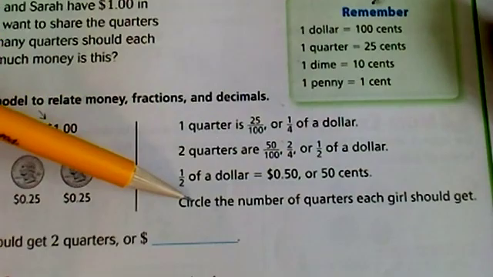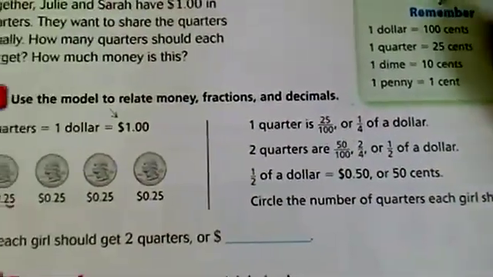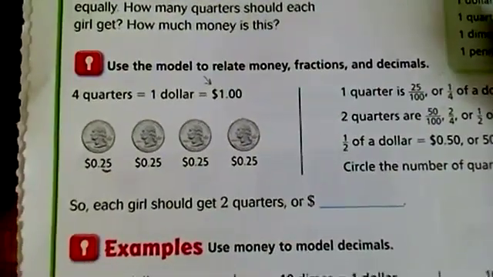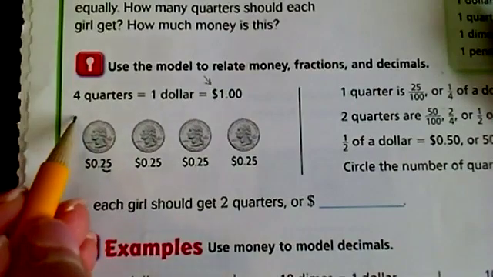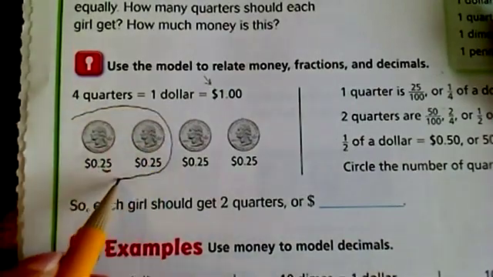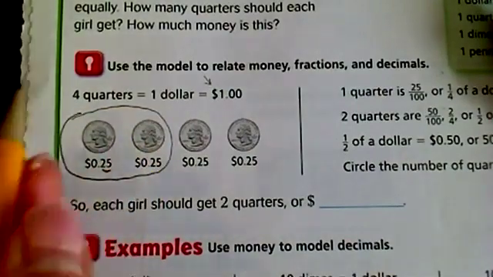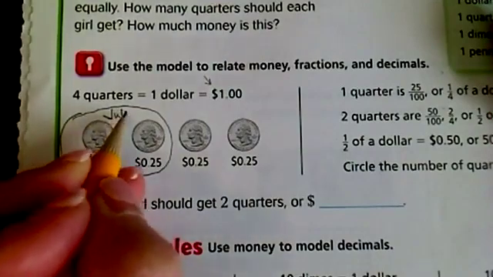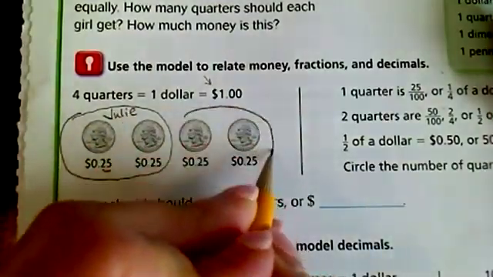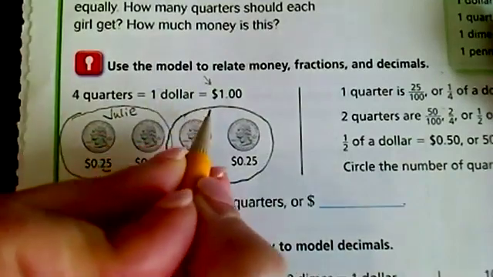So we're going to circle the number of quarters that each girl should get. Well, there's 2 of them, and there are 4 quarters altogether. So each girl is going to get 2. This is going to be what Julie gets, and this is going to be what Sarah gets.